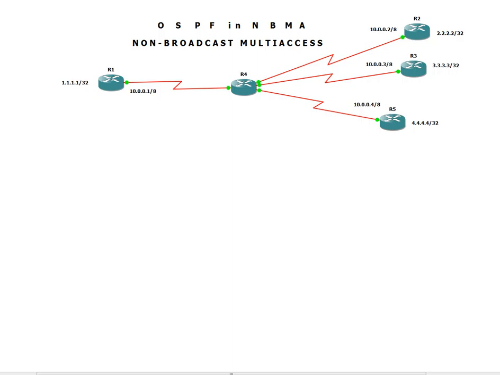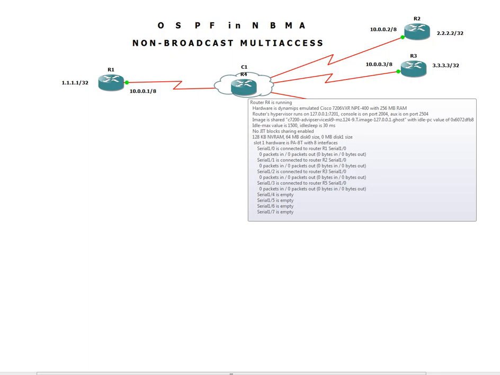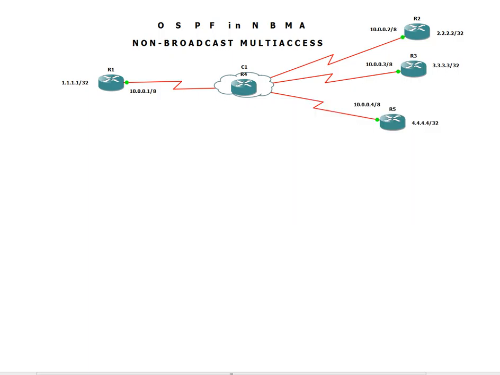Now what is a non-broadcast environment? Look at this, router 4 is what we are going to convert into a frame relay switch. When I make it a frame relay switch, it becomes a non-broadcast environment. In a non-broadcast environment you need frame relay, so I configure that router as a frame relay switch. This is not going to do the router function.